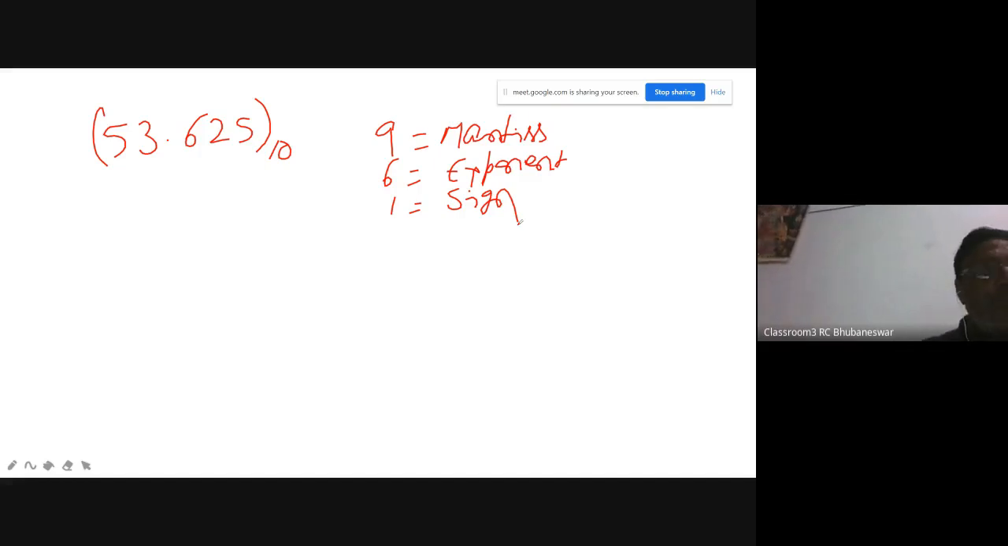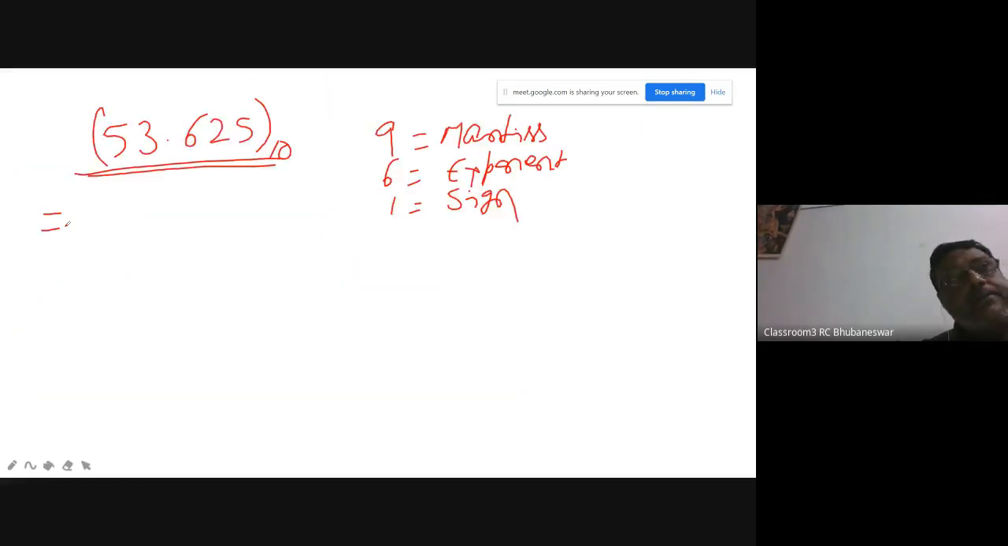So how will we solve this one? First of all, we'll convert this to its corresponding binary number. So what is its corresponding binary equivalent? 53.625 to the base 10, if we convert to binary, what will be its binary equivalent? Can anyone tell?